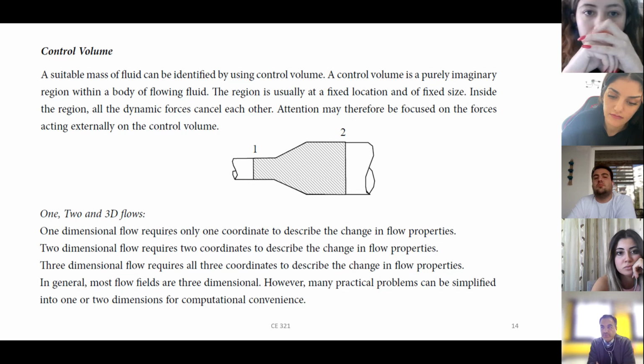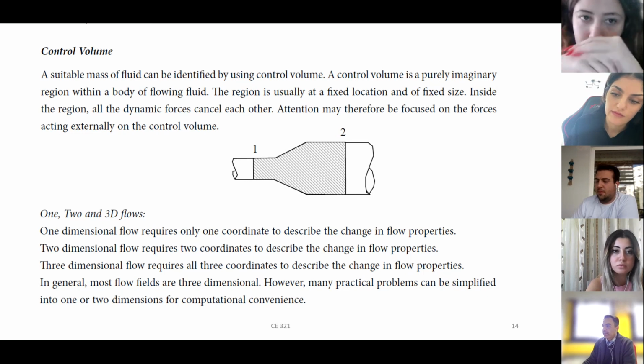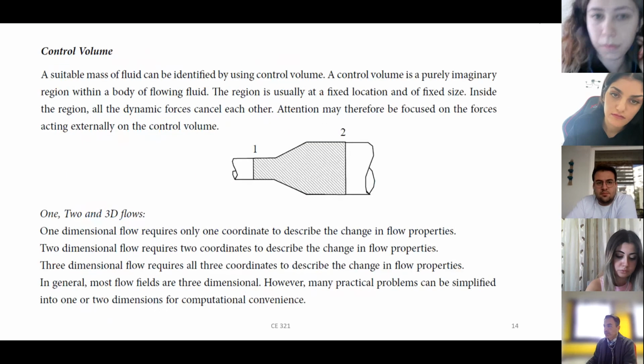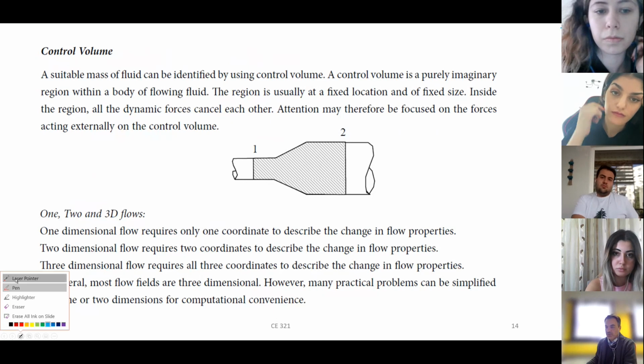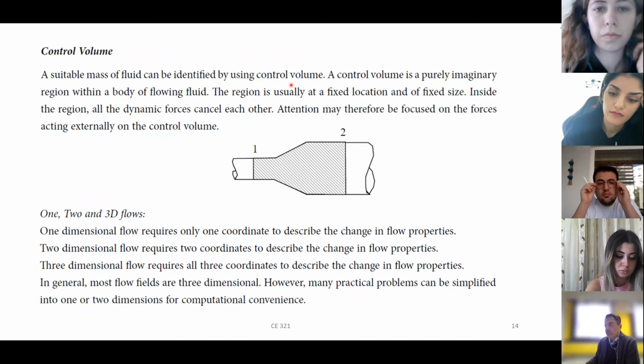Again, this is the definition of control volume. A suitable mass of fluid can be identified by using a control volume. Sorry, I don't see both. A suitable mass of fluid can be identified by using a control volume.